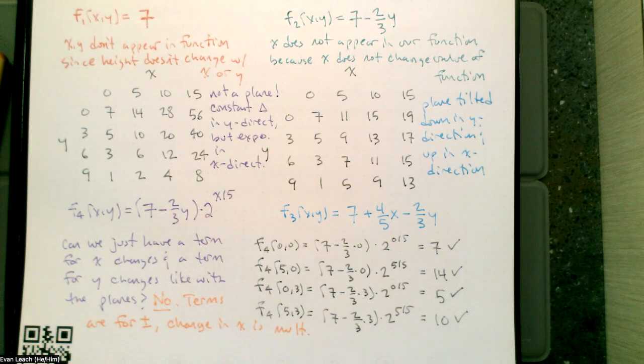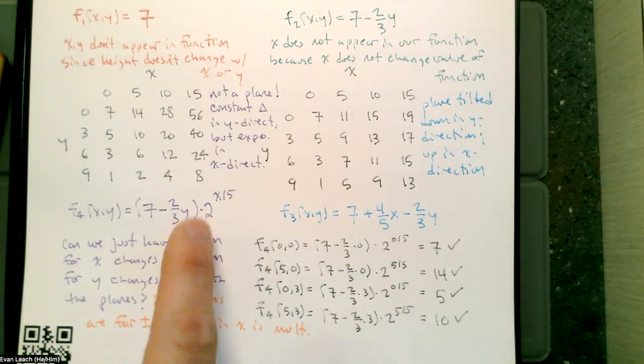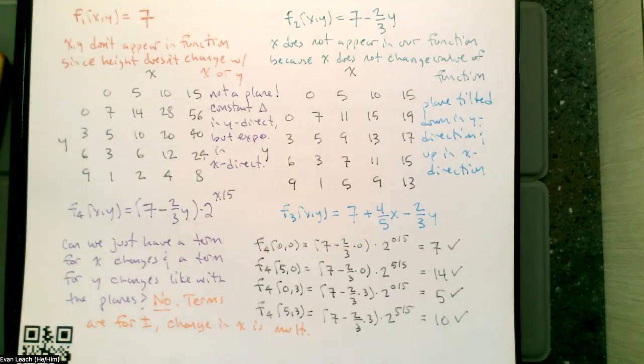Yes. Division is just multiplication. So if this was cutting in half going this way, it'd just be times 0.5 to the x over 5.